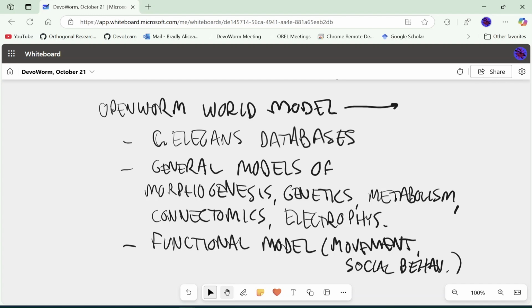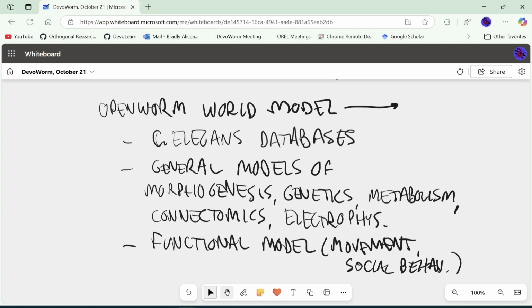Then we need general models of biological processes. These might include models of morphogenesis, genetics, metabolism, connectomics, and electrophysiology. We might also have a general model of development, since we have an entire lineage tree worked out for C. elegans. We might have a general model of behavior as well, and we have a lot of those types of data. For example, we have worm movement data that is unclassified, a lot of raw video data. Those could all be built into this general model.